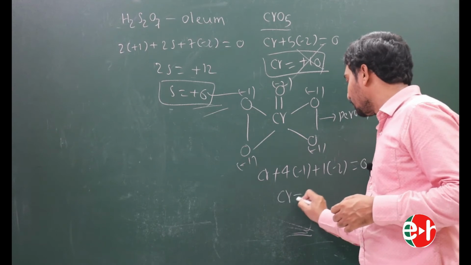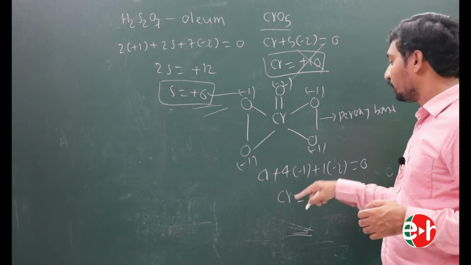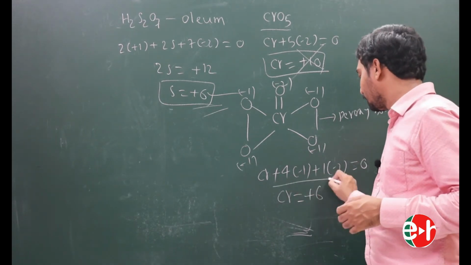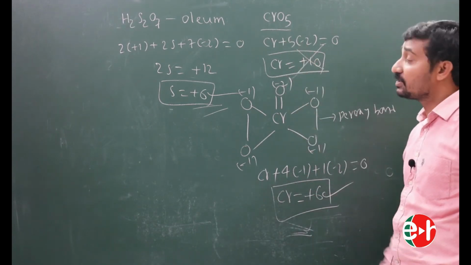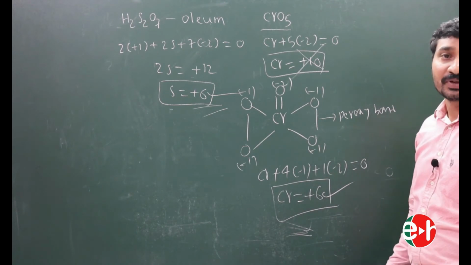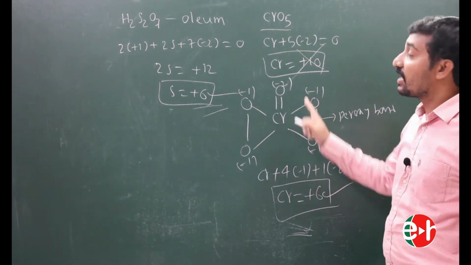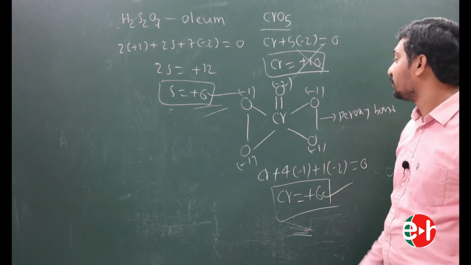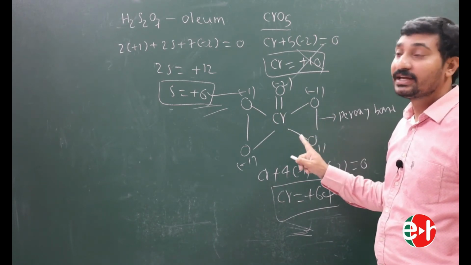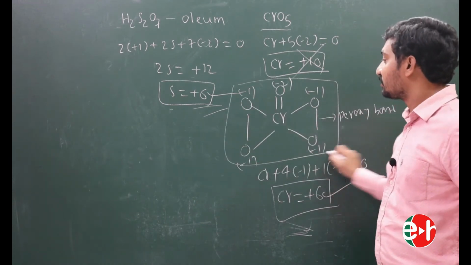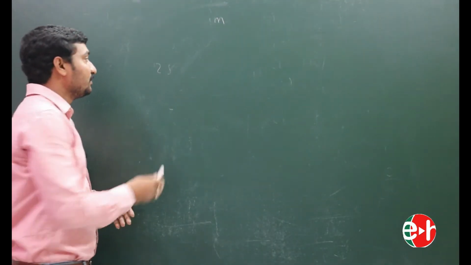So now Cr -4 -2, right side +6. Chromium oxidation state +6. In CrO5 chromium oxidation state is +6, but not +10. Got it? So based on structure we have to calculate chromium oxidation state. Here the CrO5 structure looks like a butterfly structure.